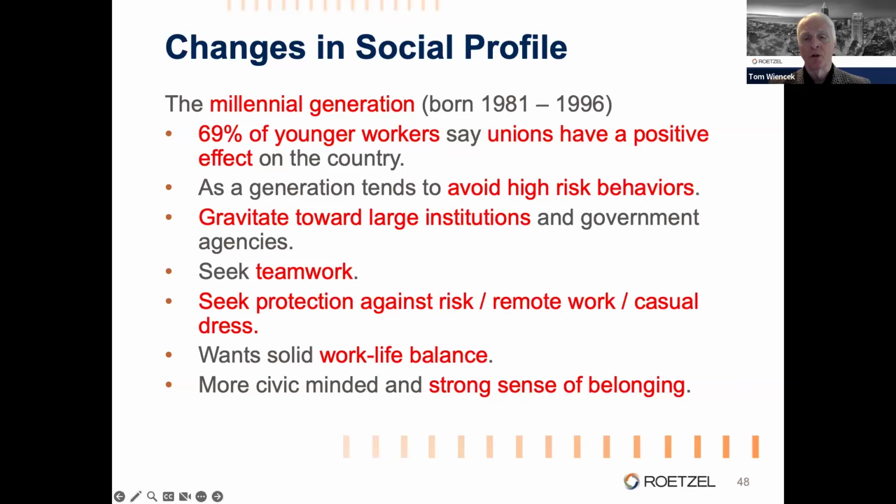And you have a little change in social profile. It seems, at least based on the research that I've done, that the millennial generation is more susceptible to unionization. 69% of younger workers say unions have a positive effect on the country. As a generation, they tend to avoid high-risk behaviors and gravitate towards large institutions and government agencies that are ripe for unionization. They seek teamwork, and they especially seek protection against risk in remote work and casual dress. Those are the kinds of new issues that unions are selling to the younger people. They want the work-life balance, and they have a strong sense of belonging. So the millennial generation, at least from what I've read, tends to be more interested in unionization than older generations.